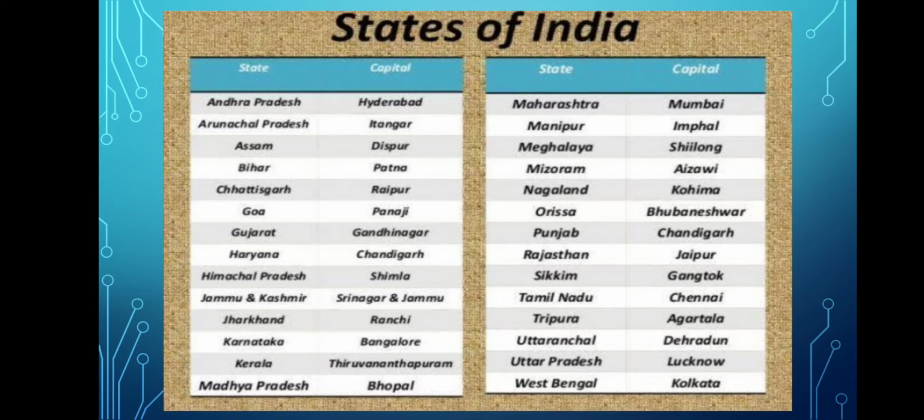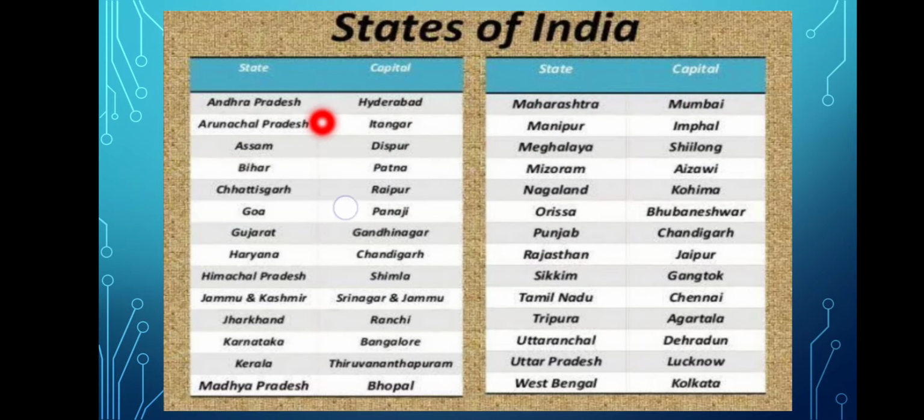Here is a list given of the name of the states and the capital. You have to memorize the name of the capital, because if you do not know which one is the capital of which state, you cannot locate it properly. On the left hand side you can see the name of the states, and on the right hand side the capital. Over here the state and the capital are given in two columns.